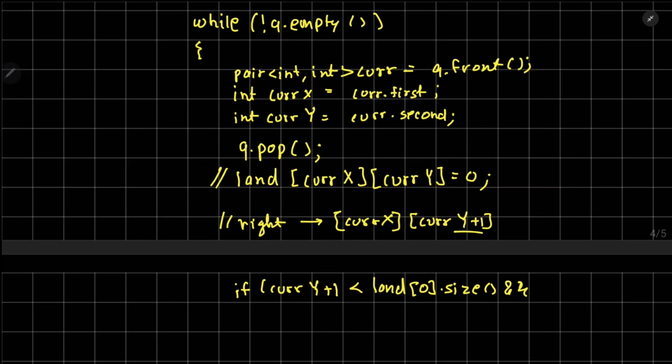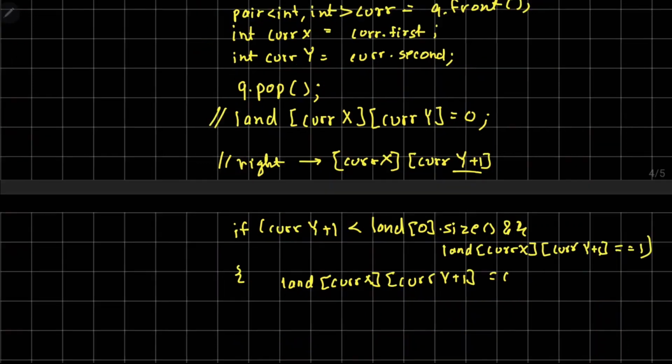Okay, so this won't come here, let me write it below. Land current x, current y plus 1 is equal to 1. Then we'll mark this as visited first and then push it into the queue. So land current x, current y plus 1. Now pushing it. So this is a pair, so you can again here use the make pair function or the curly braces.